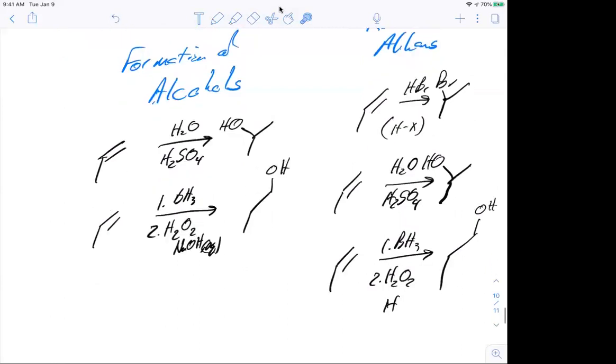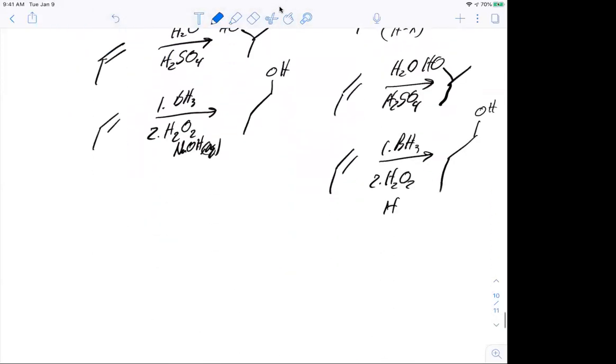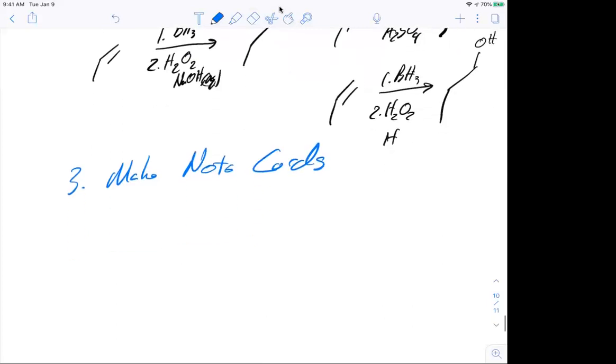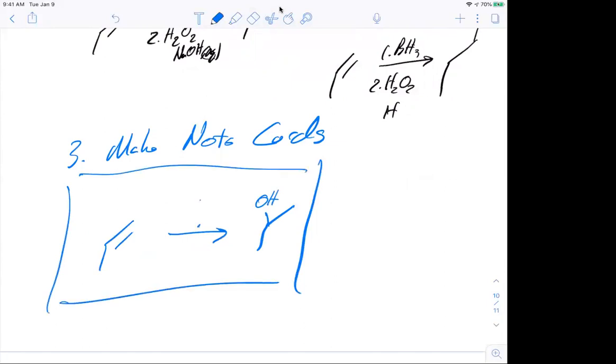The other thing I would do is make my own note cards. Don't buy note cards, make note cards. And remember, the way you learn things is to try and recall them. So if I was going to make a note card for the hydration of an alkene, on the front side I'd put this, and if you want, you could put a question mark. On the back side, I put the reagent and leave off the product.